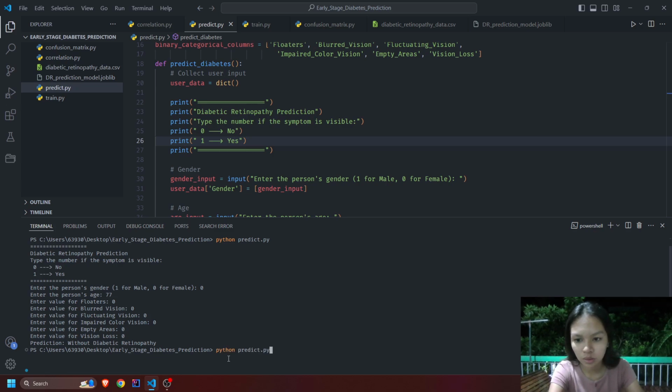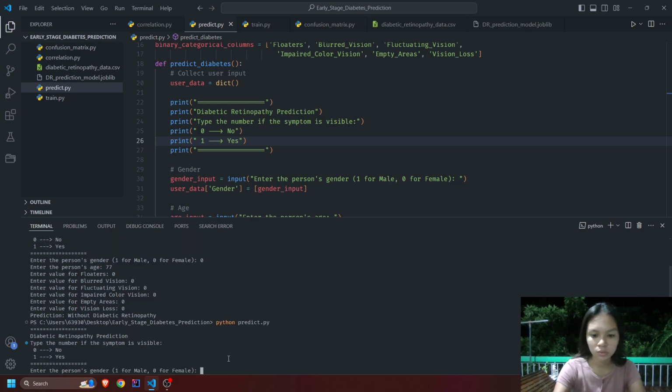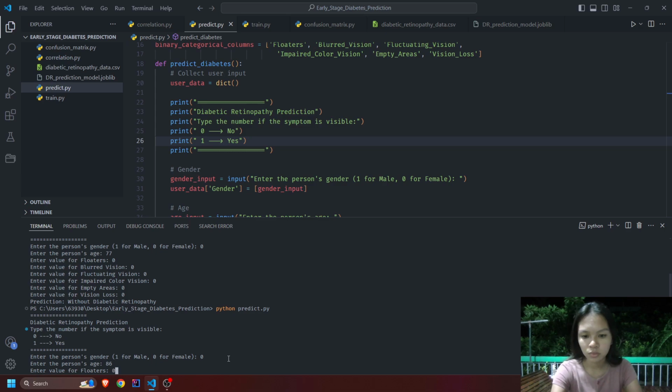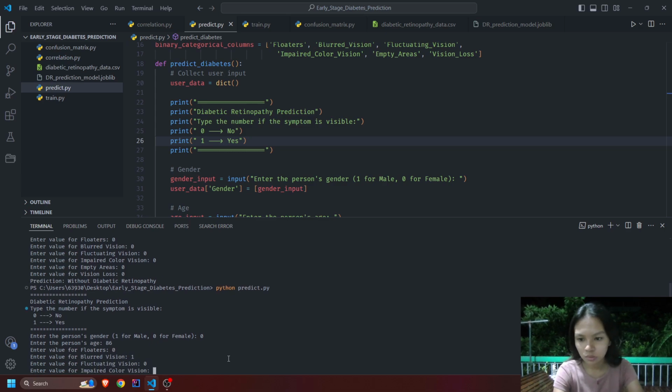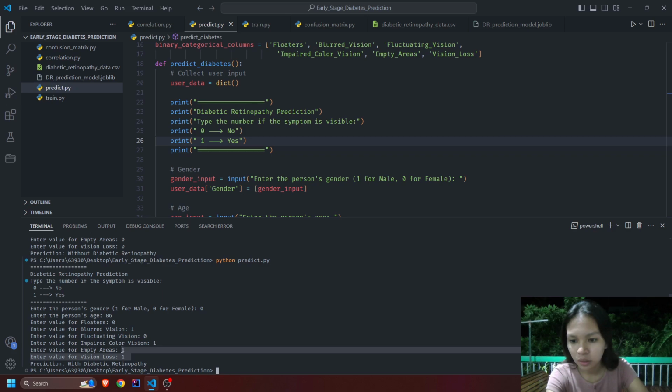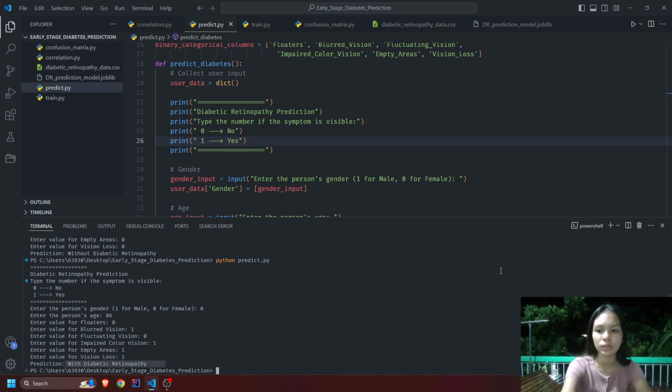So let's try to mix it with yes and no. Based on the input data, the model predicts that the person may have a diabetic retinopathy. Since the answers are mostly yes, the prediction for this one is with diabetic retinopathy.